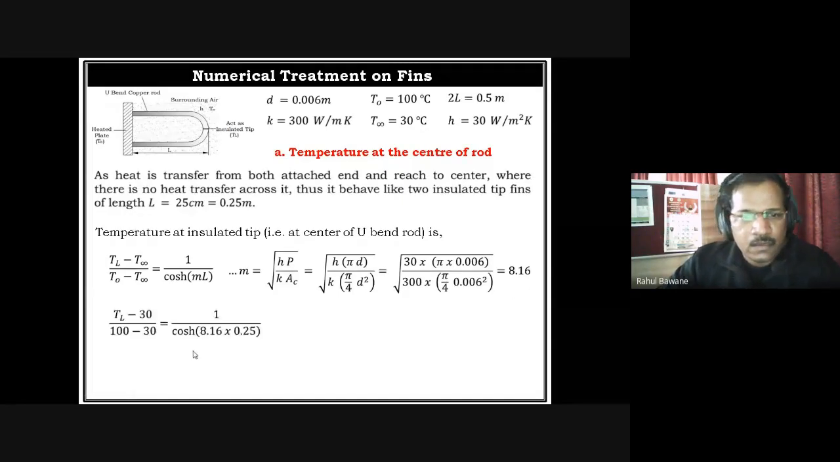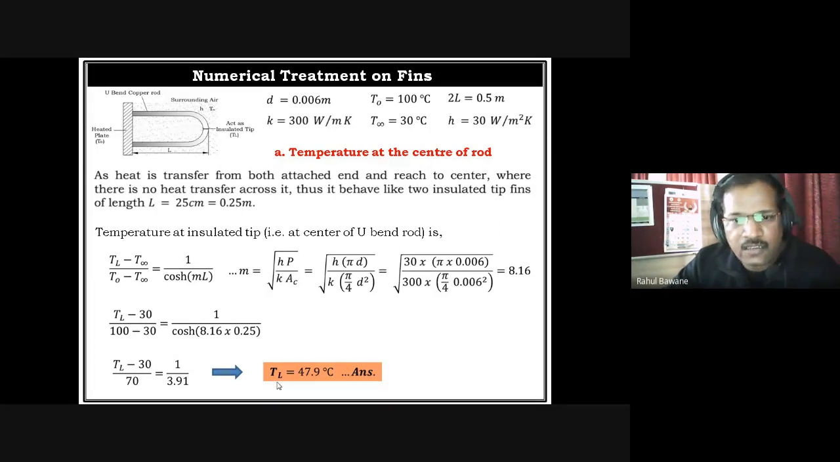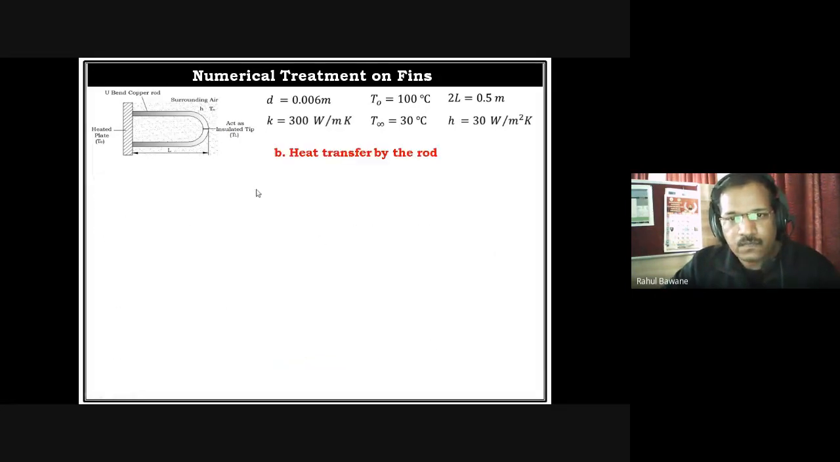Now if I put the values of m, L and all these temperatures except T_L, because we are going to find only T_L, so T_L will be the unknown. After calculation we come to the conclusion that T_L, the temperature at this L distance, which is nothing but the center of this U bend, is 47.9 degrees centigrade. So we just have to use the temperature distribution relation for an insulated tip.